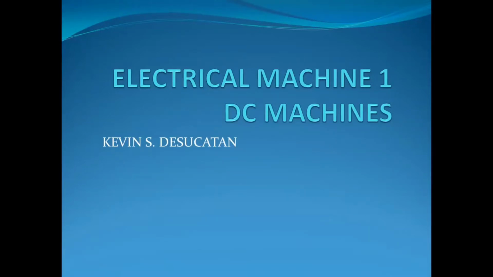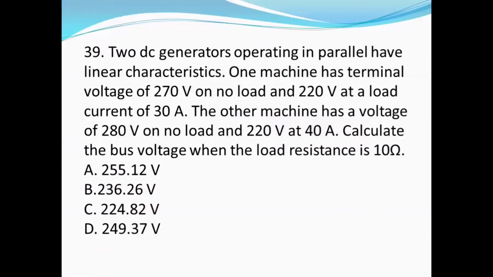So, we're now going to answer the following. Two DC generators operating in parallel have linear characteristics. One machine has a terminal voltage of 270 volts on no load and 220 volts at a load current of 30 ampere. The other machine has a voltage of 280 volts on no load and 220 volts at 40 ampere. Calculate the bus voltage when the load resistance is 10 ohms.